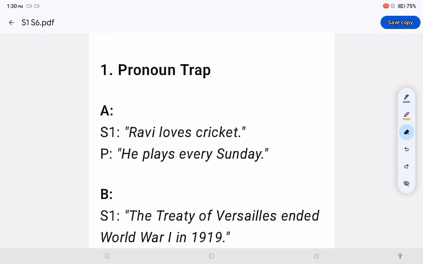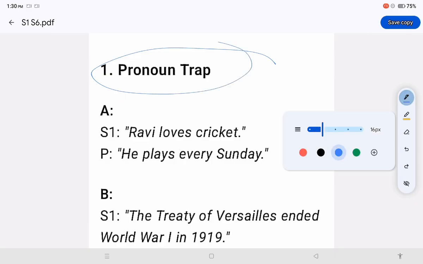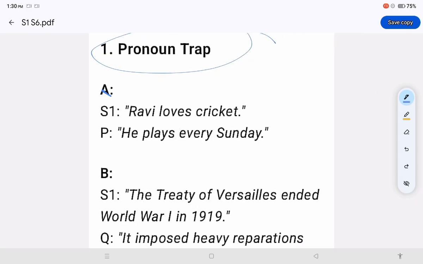We are doing the pronoun trap first. For example, in S1, I have got: Ravi loves cricket. Now in P, we have: he plays every Sunday. Now who is he? He refers to Ravi. That means when I have a sentence which says he plays every Sunday, the term he refers to Ravi. So I know that after S1, P is supposed to come.